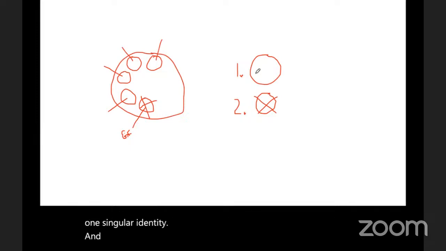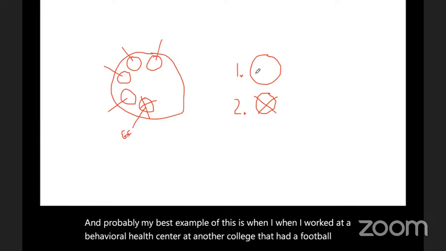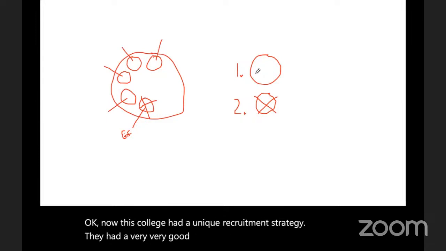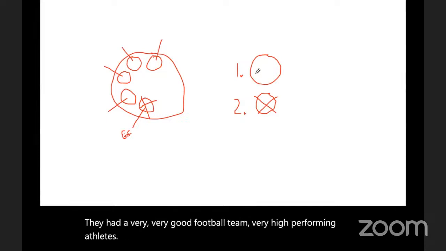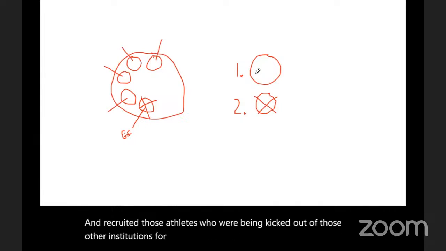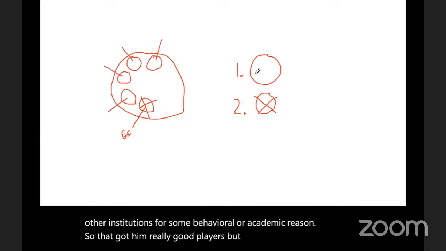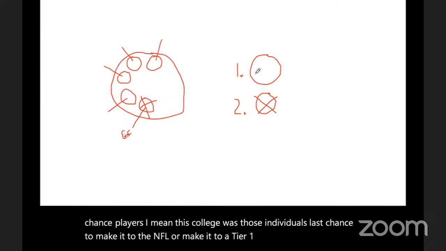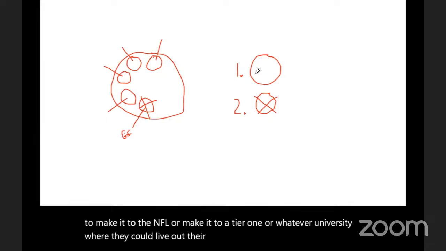And probably my best example of this is when I worked at a behavioral health center at another college that had a football team. Okay. Now, this college had a unique recruitment strategy. They had a very, very good football team, very high-performing athletes. But their recruitment was, they went to other universities and colleges and recruited those athletes who were being kicked out of those other institutions for some behavioral or academic reason. So that got them really good players, but it got what we would call last chance players. I mean, this college was those individuals' last chance to make it to the NFL or make it to a tier one or whatever university where they could live out their football identity.